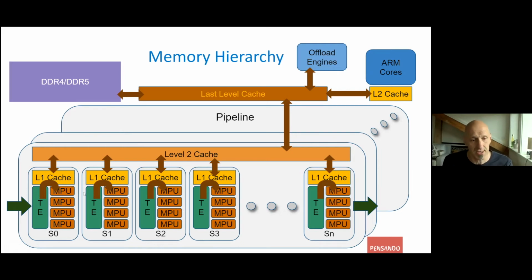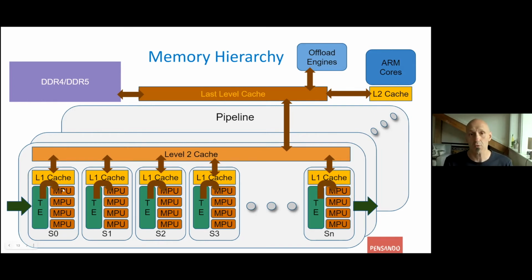In each stage, we have a level 1 cache, and that cache is used for instructions and for data. For tables, we have a TE, a table engine that performs table lookups. And the idea is it's going to perform the table lookup in cache. If the table entry is found in cache, the action data and the address of the first instruction of the action are going to be passed to an MPU, a match processing unit. And each stage has 4 MPUs.